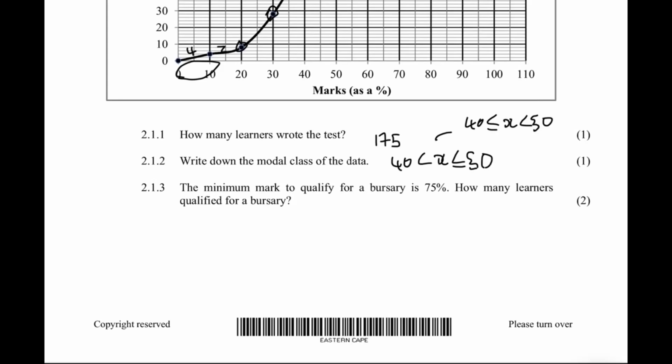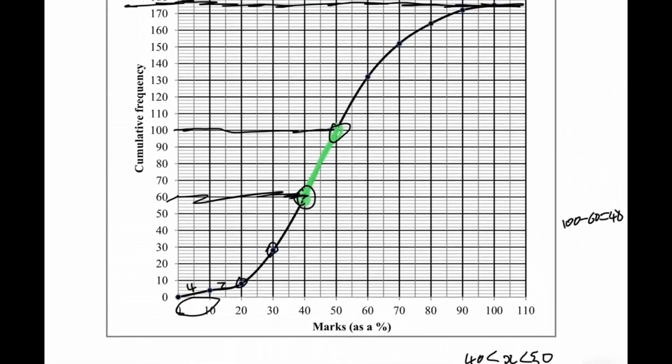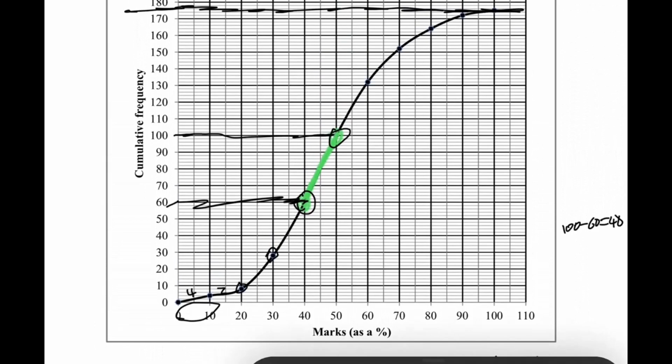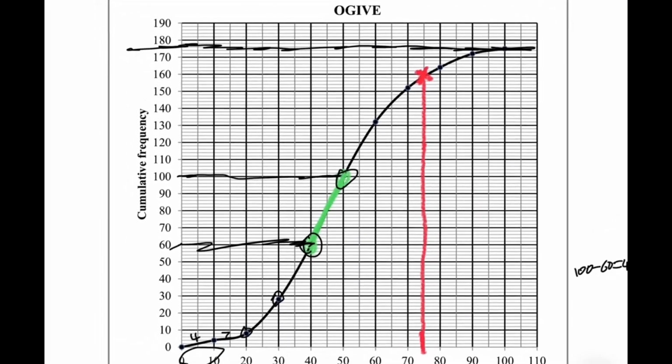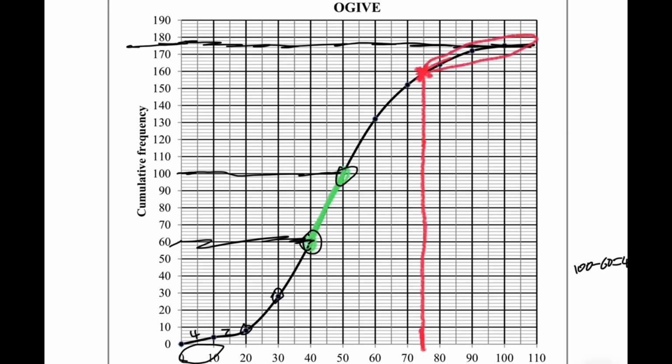Let's go to 2.1.3. 2.1.3 says the minimum mark to qualify for a bursary is 75%. How many learners qualified for a bursary? So let's come to our x-axis here and look for 75%, right? So 75% will lie midway between 70 and 80, and then let's take the line up until we hit our Ogive. So we are somewhere here, right? So everyone going up there got the bursary, and everyone going down didn't get the bursary.